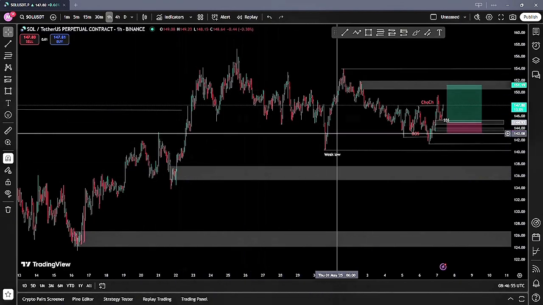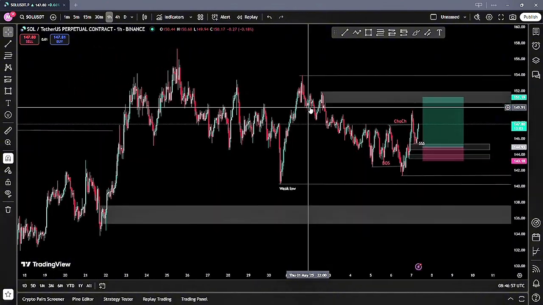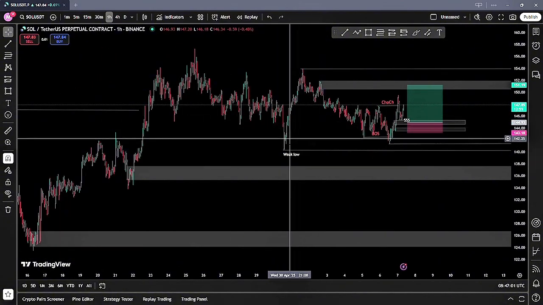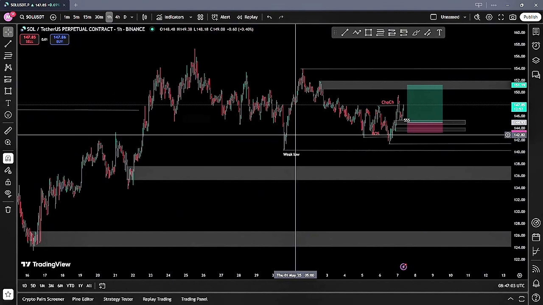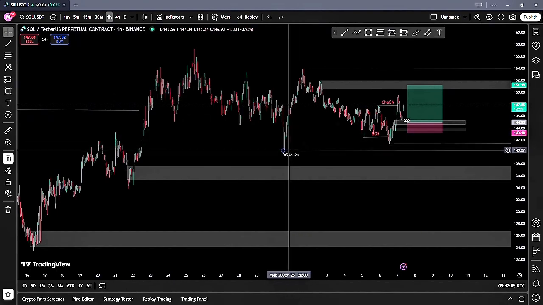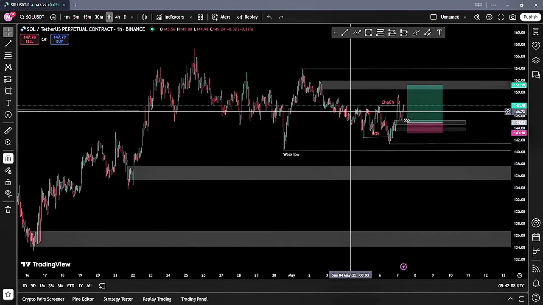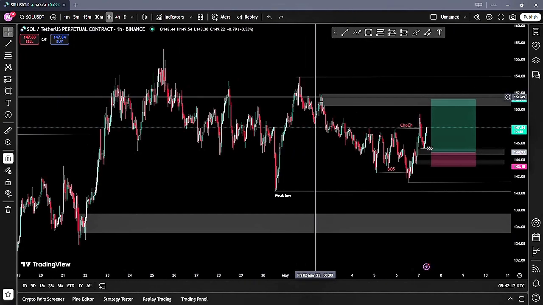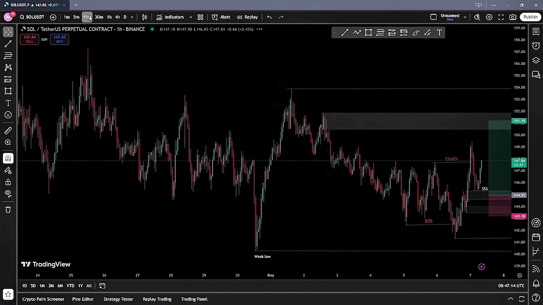So first of all, we want to make sure that this weak low is not violated, right? Even if it is weak, it still needs to be respected because it is this weak low that will cause a break of structure to the upside and then become a strong low, right? But now let us move to a lower time frame.